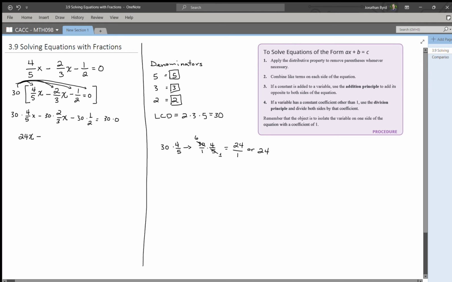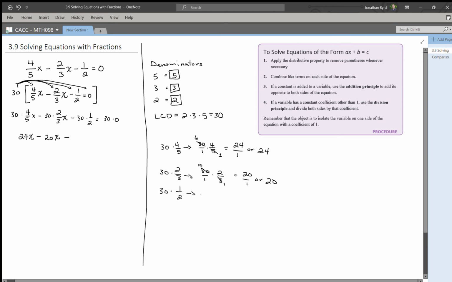Minus, now a similar thing happens here. 30 times 2/3 is the same thing as 30 over 1 times 2/3. Then 3 is in both of these. 3 goes into 3 one time, 3 goes into 30 10 times. So I'm left with 10 times 2 is 20 over 1, or just 20. So 30 times 2/3 x is 20x. I'm writing these out all separately just so that we get the idea, but you could do the simplification in line on the left-hand side if you wanted.